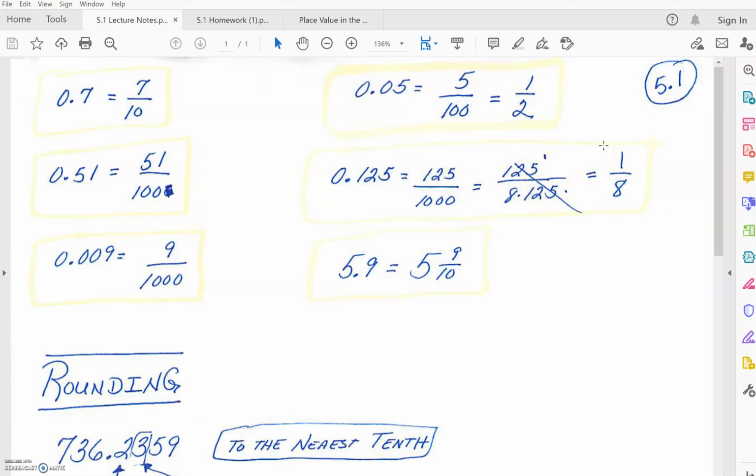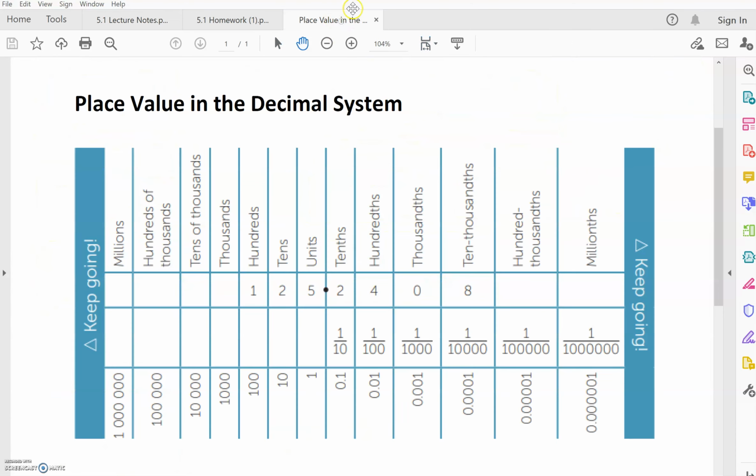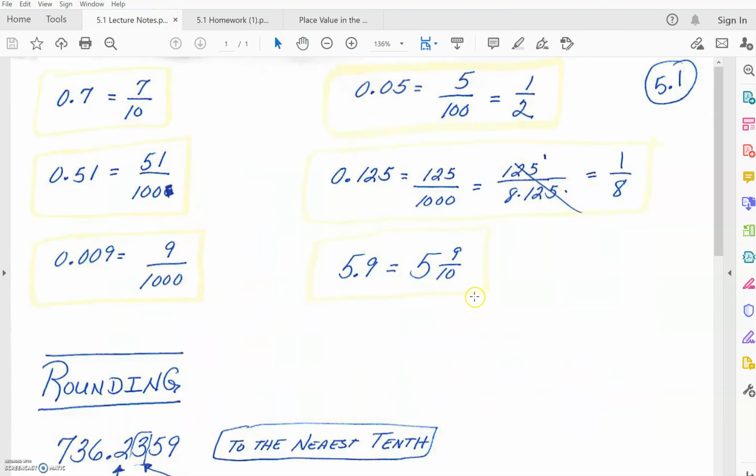Now the final one, anything that's to the left of the decimal point is your whole number. Anything to the right of the decimal point is your fractional piece. And since there's only 1 digit, the 9 goes into the numerator. And down below in your denominator, since there's only 1 digit, we know that's our 10ths place. So we're going to end up having a 10 underneath. So that's how we're going to deal with converting from decimal to fraction.